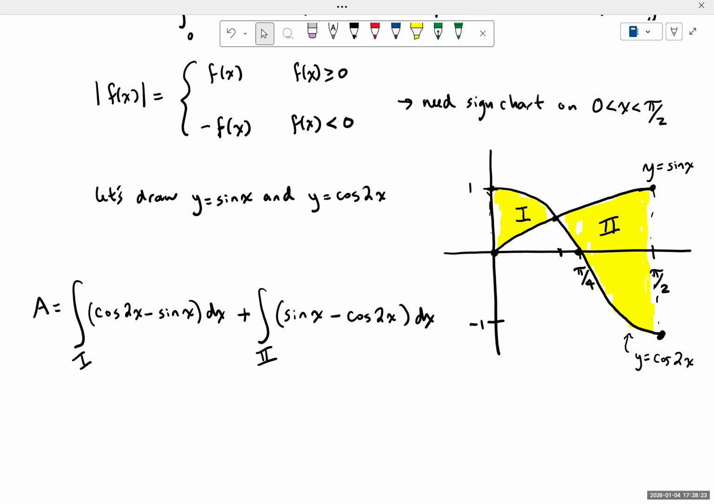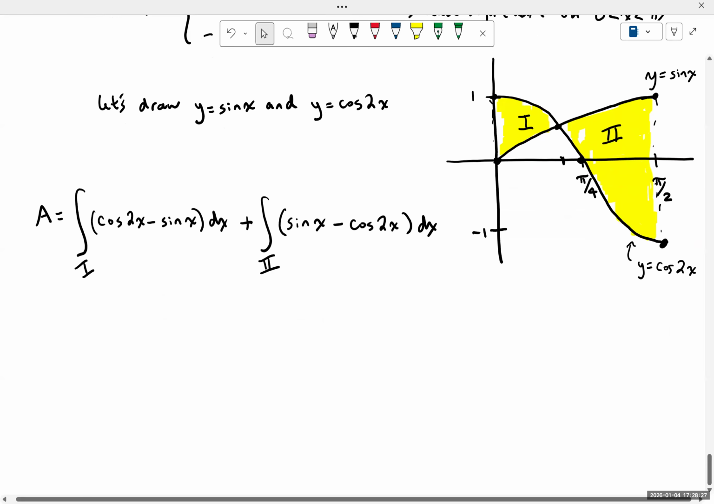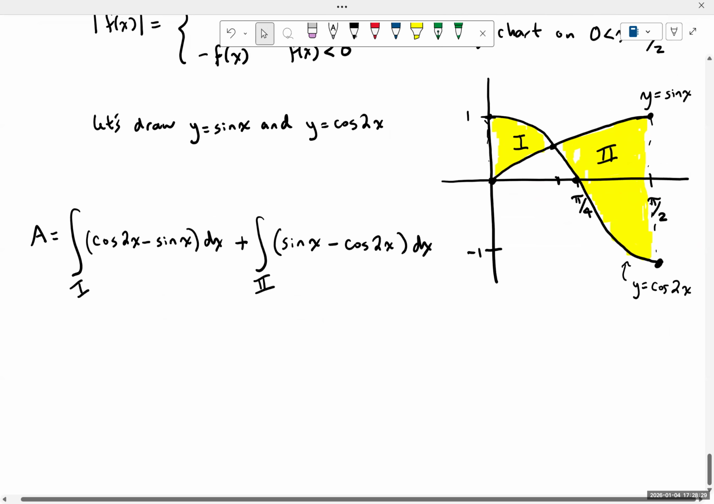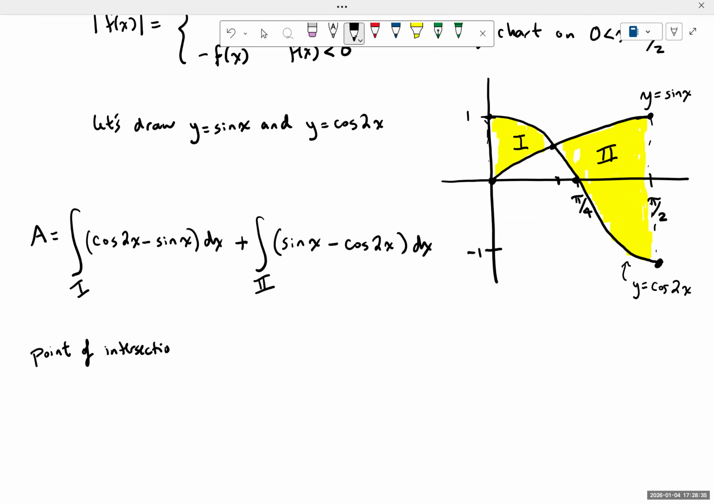What is the point of intersection? That doesn't take me a little bit. So I'm going to put it here. So point of intersection. So what we're trying to do is find where sine x equals cosine 2x.